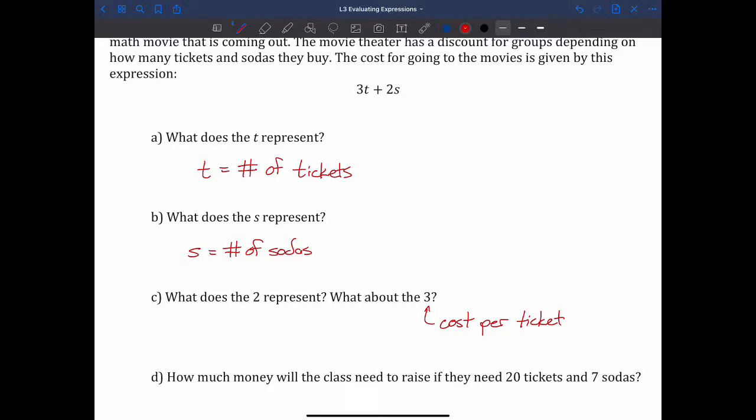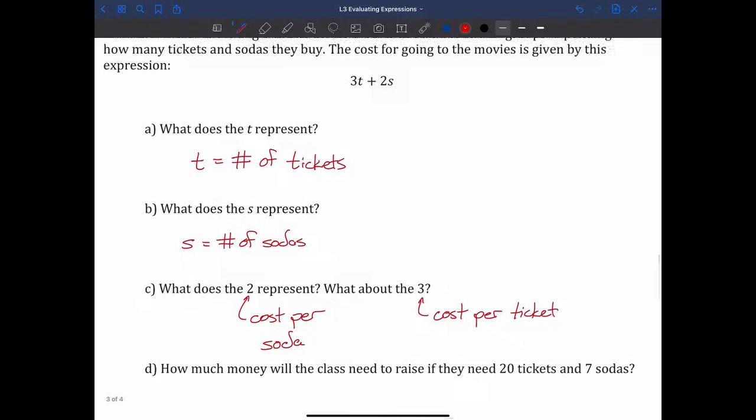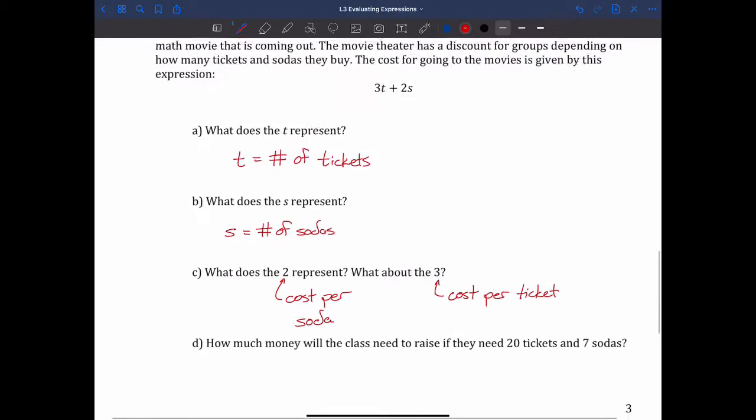It's saying that if I buy 3 tickets, that's 3 times the 3 for the price, and that's going to be $9 total. If I buy 5 tickets, it's going to come out to $15 total for the tickets. Same kind of idea for the 2. The 2 is next to the s up top, so that's going to be the cost per soda, right? What a sweet deal. Can you imagine going to the movie theater and spending $3 on a ticket and $2 on a soda? Man, what a world that would be.